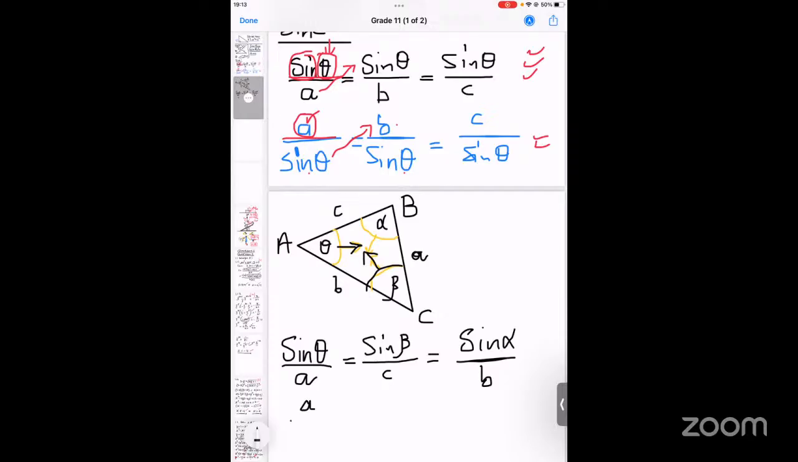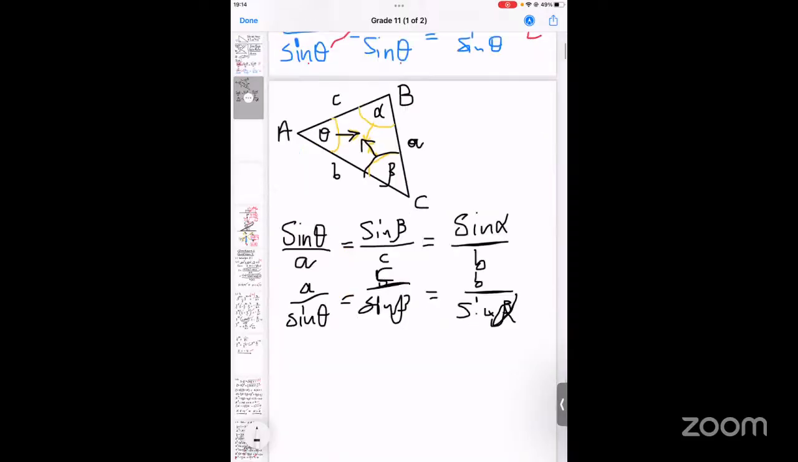Otherwise, you're still allowed to say that side over sine of its opposite angle, and then that side over sine of its opposite angle. This should equal sine of that over its opposite side. What did I do? A side over sine of its opposite angle, which is what? There it must be beta, and then, no, for C is beta, for B is alpha, yes.